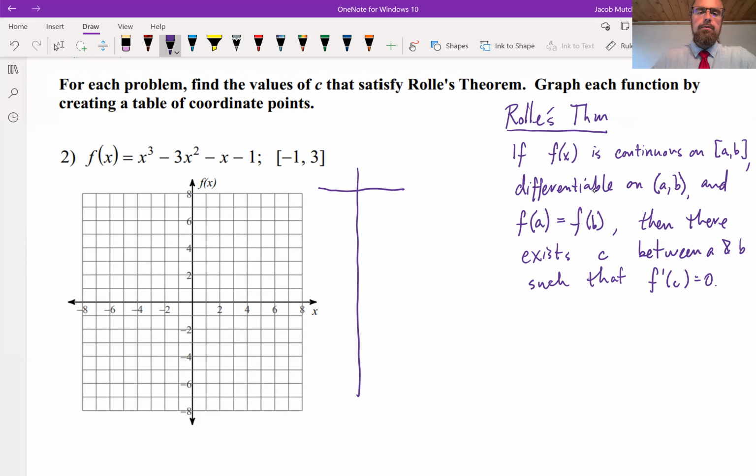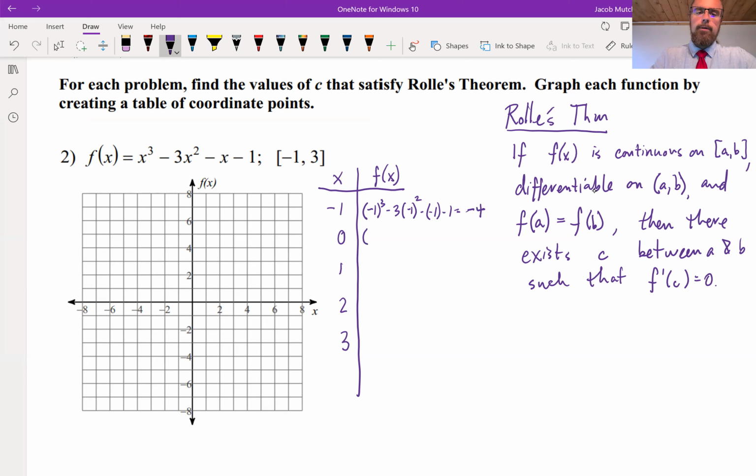So I'm going to graph this function by creating a table of values. So x, f of x. And we're interested in the interval from -1 to 3. So -1, 0, 1, 2, and 3. And let's calculate these y values. So I'm going to plug the x values into the function. So -1 cubed minus 3 times -1 squared minus -1 minus 1. If I evaluate that all out, -1 cubed is -1, minus 3, that's -4, plus 1 minus 1, this has the value of -4.